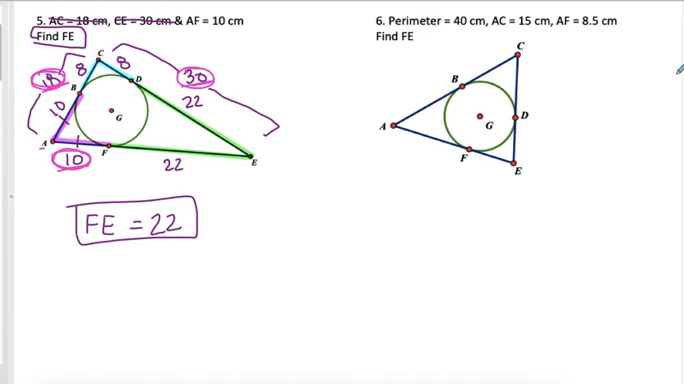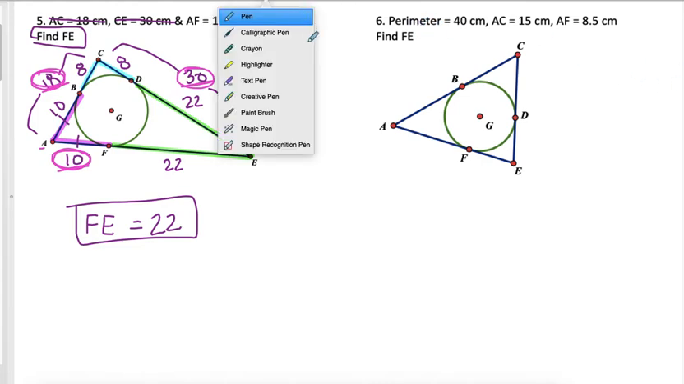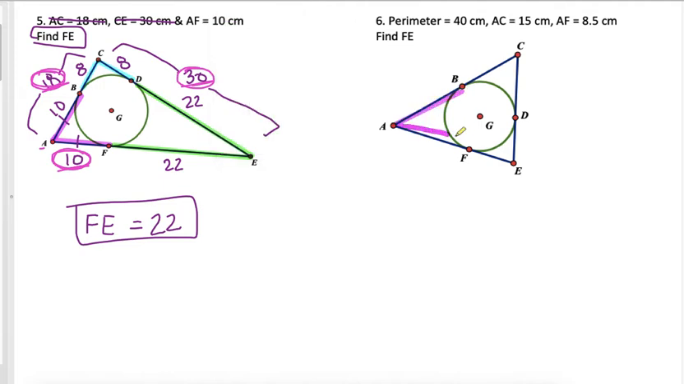All right, on number 6. Okay, so again, as soon as I see those tangents, I'm going to highlight I have 2 pieces, same exterior point. I don't know why it's a little lopsided there. Let's take 2. And I have another exterior point. There's my next one. And the last one over here.